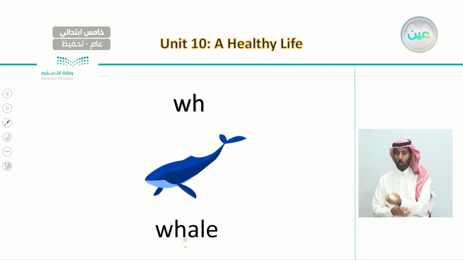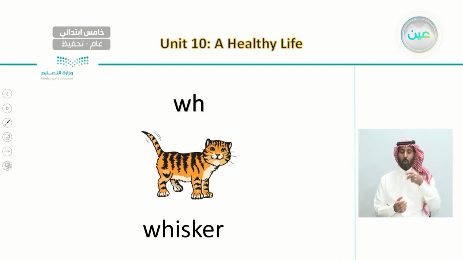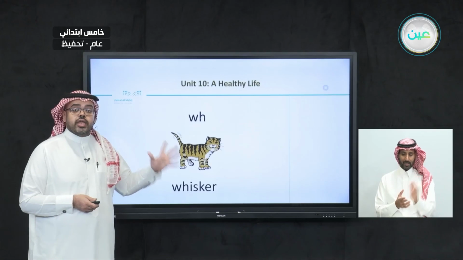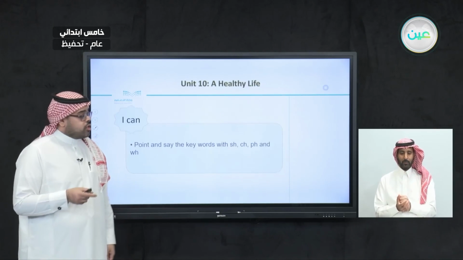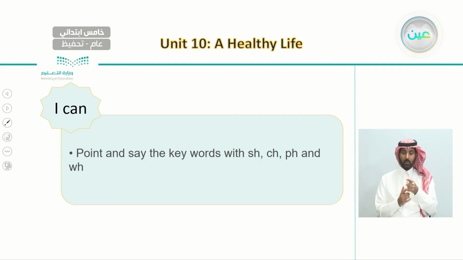Now the last set of letters we have is words with WH, like white, whale, whistle, and finally whisker. These are the words that start with W and H and how we pronounce them. At the end, it's important that you are able to point and say the keywords with SH, CH, PH, and WH.